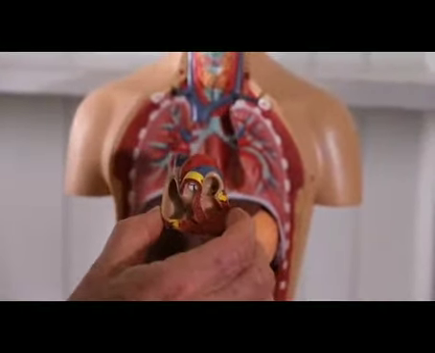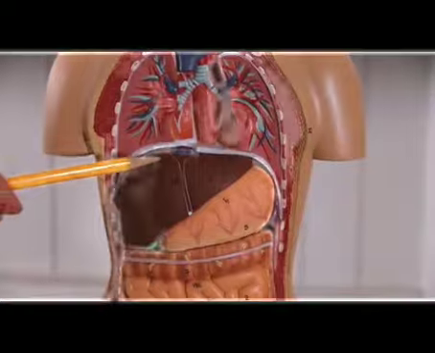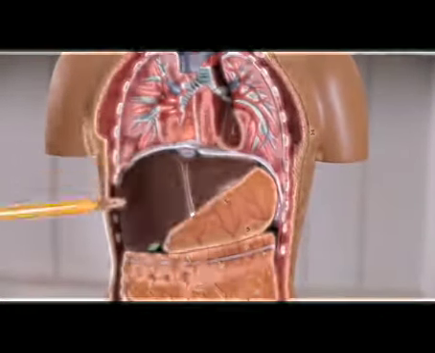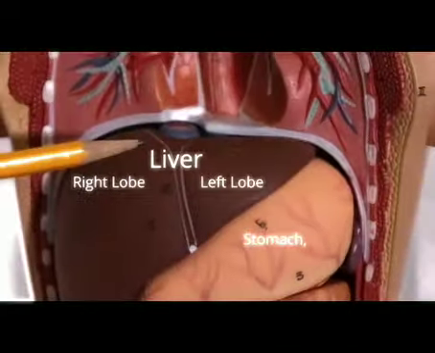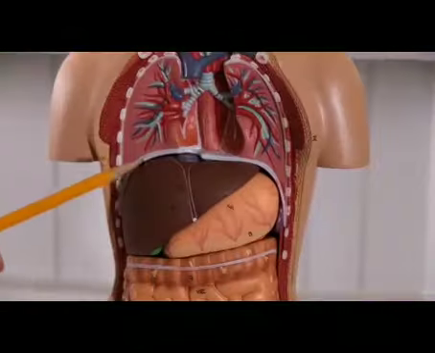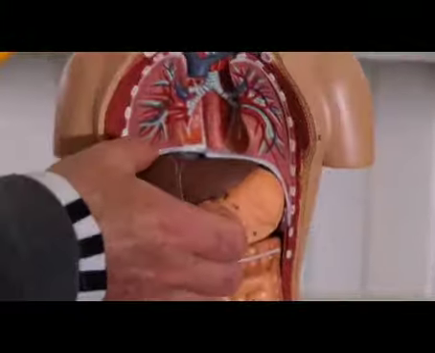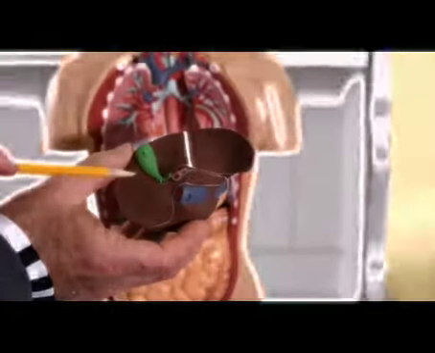Okay, now let's take a look at this really large organ right there. This is the liver. Okay, here's the left lobe, the right lobe, and I'm going to take it out so you can see underneath. And the first thing you'll see is this green item right there. Here's the green item. That's called the gallbladder.